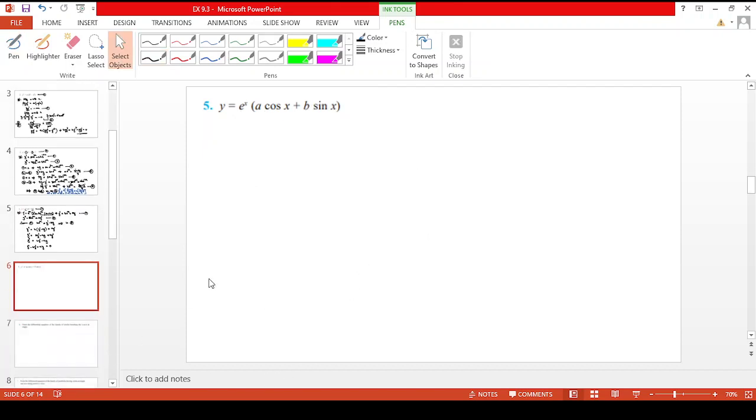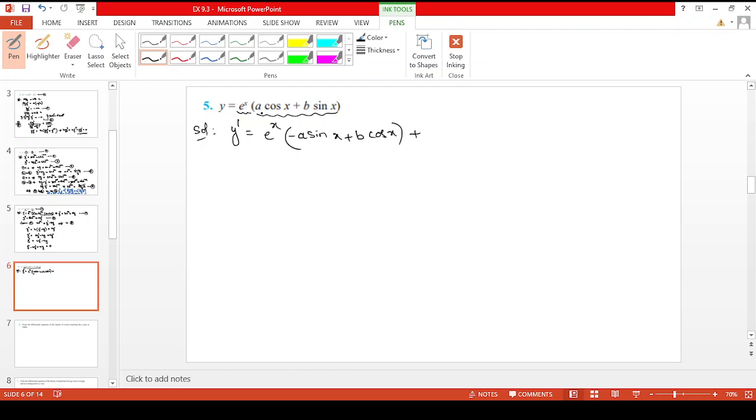Let's move to the next question. y equal to e power x into (a cos x plus b sin x). Two arbitrary constants, so two times differentiation. First time differentiation, here we consider this one as u, this one as v. We use the product rule, e power x into v dash first of all. So a into cos differentiation is minus sin x plus b sin x differentiation is cos x.